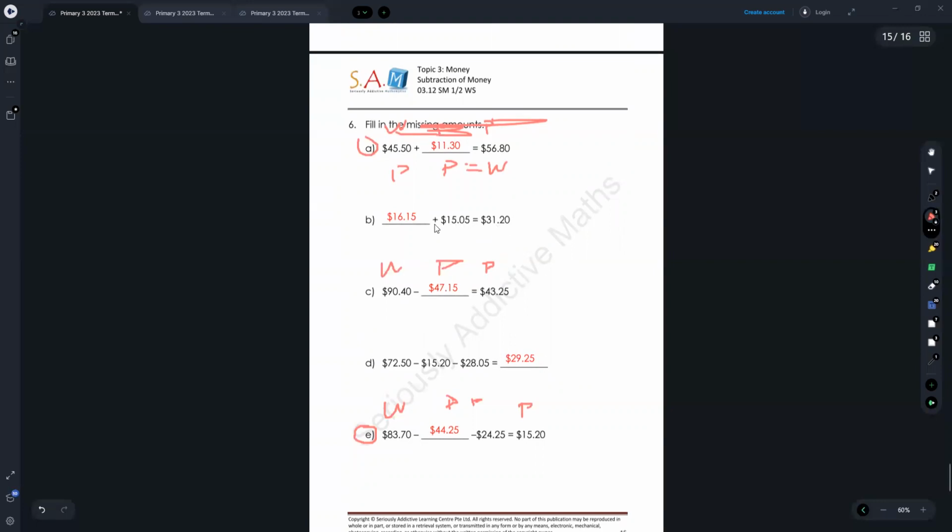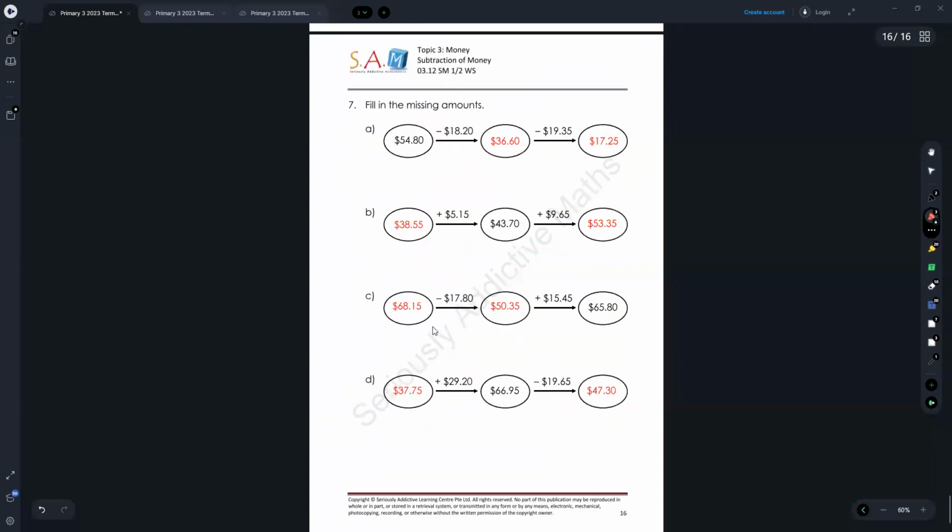Depending on this: whole minus part equals part. Go by this. Part plus part equals whole. Whole minus part equals part. All right. I think you can do it this way with them.